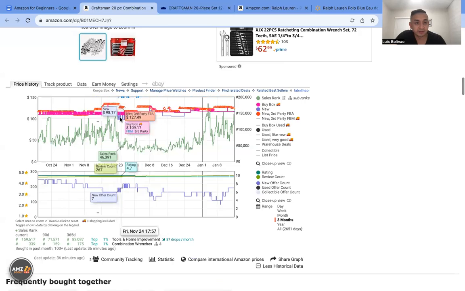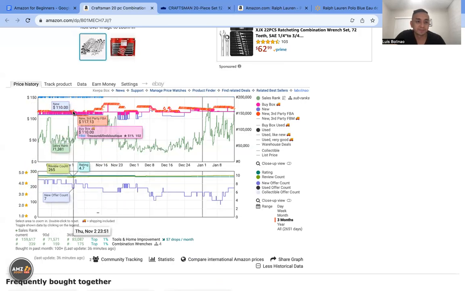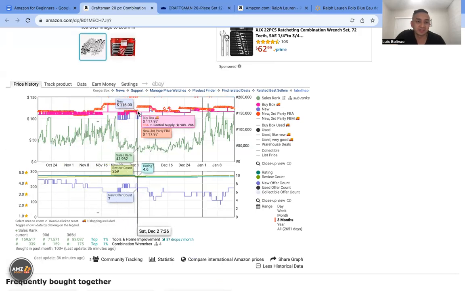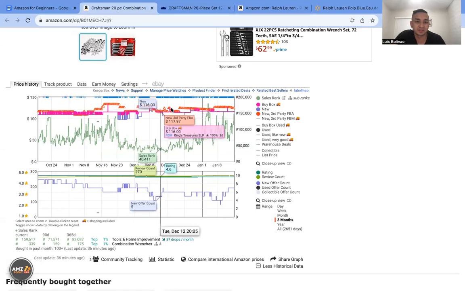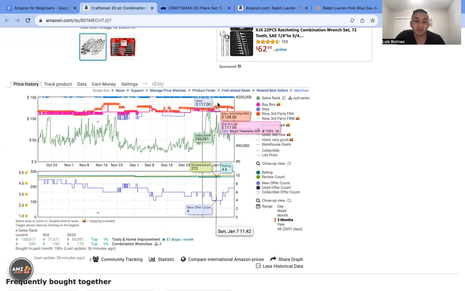And then here I look at the price stability of the product. It's been pretty stable. If you look at the pink line, it's been selling at about $110 to $115 for the past 3 months.